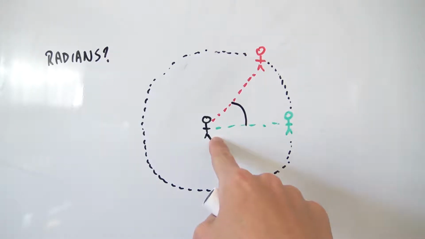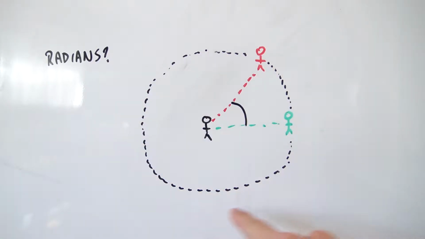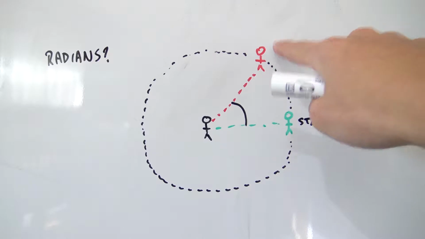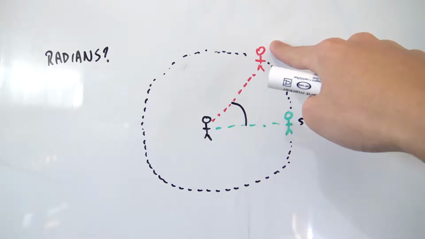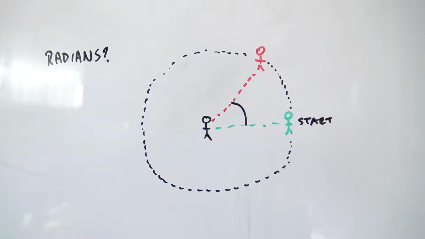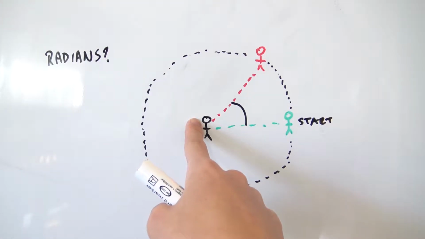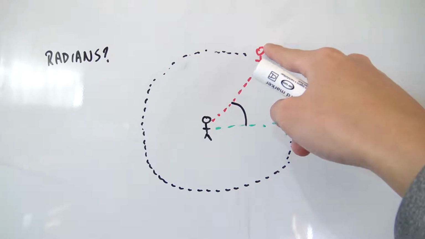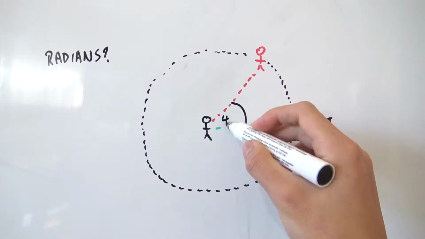We have some person standing in the middle here, and we have another person who's walking around in a circle, like so. Let's say that person starts at some point here. Let's call this the start. And he's going to end somewhere along the circle. So if we're using degrees to measure this angle, we're asking the question, how much did this person have to rotate his head in order to keep track of this person who's moving along the circle? And let's say this person had to turn his head 45 degrees.